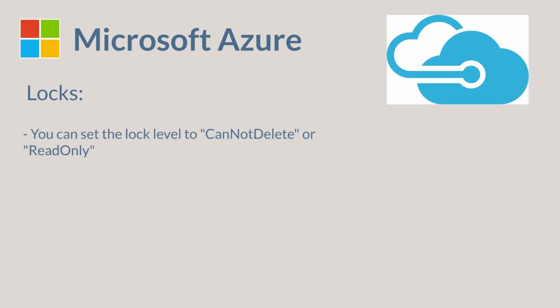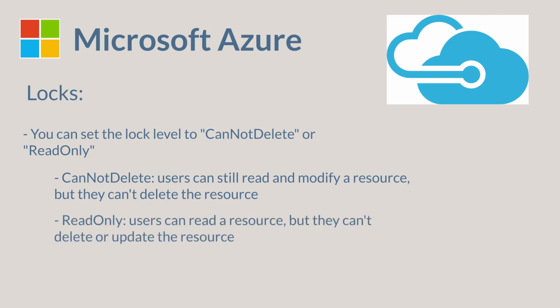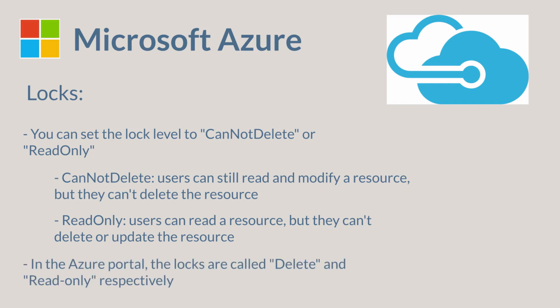You can set the lock level to Cannot Delete or Read Only. Cannot Delete means authorized users can still read and modify a resource, but they can't delete the resource. Read Only means authorized users can read a resource, but they can't delete or update the resource. In the Azure portal, the locks are called Delete and Read Only respectively.